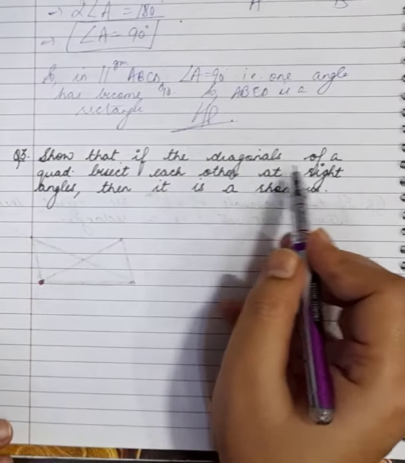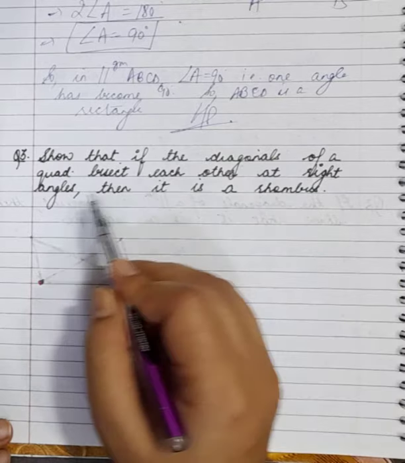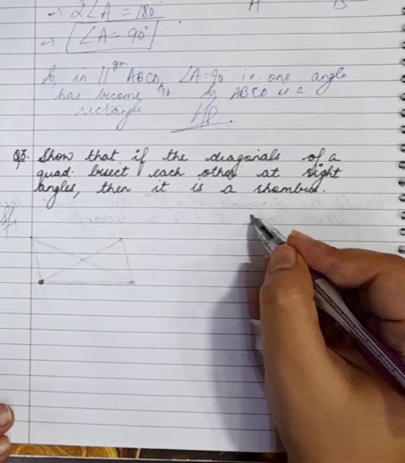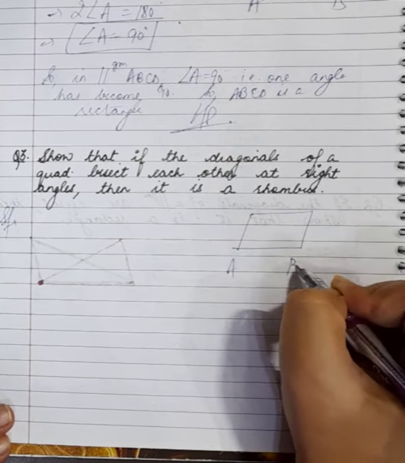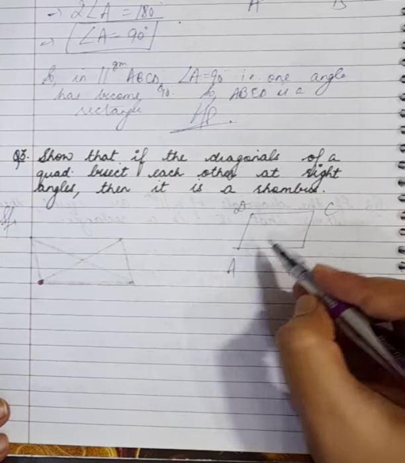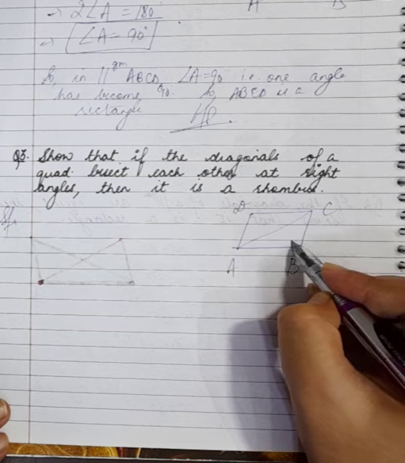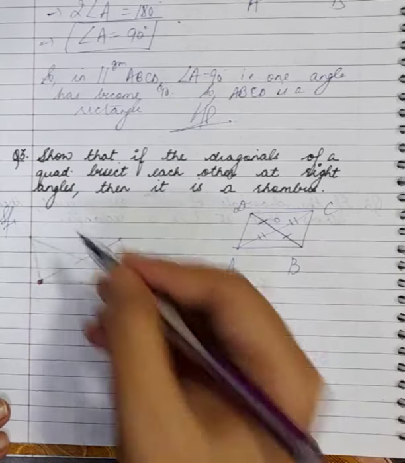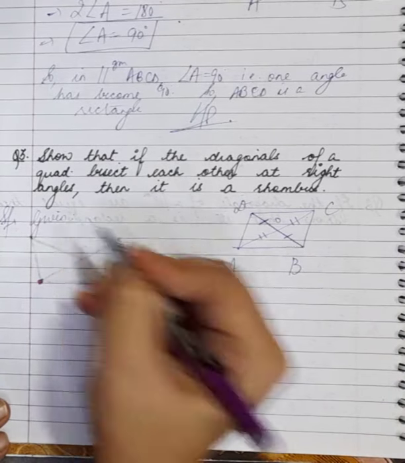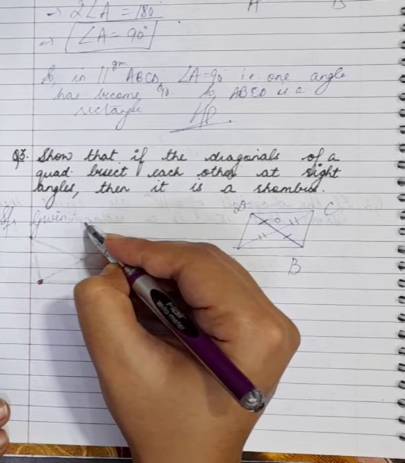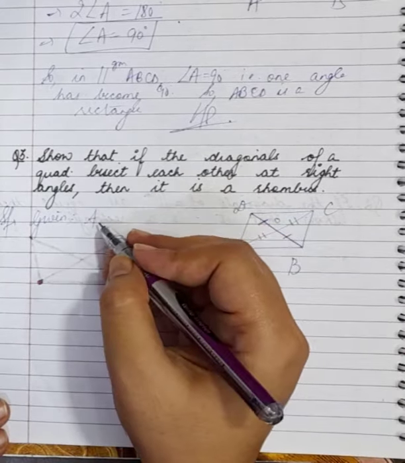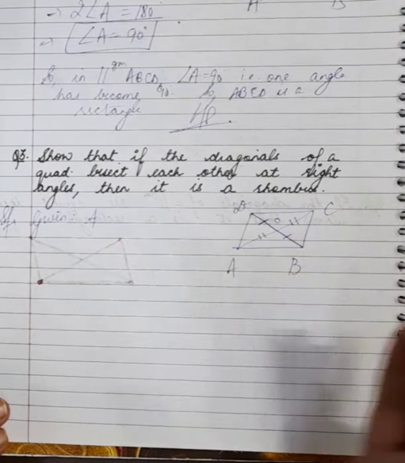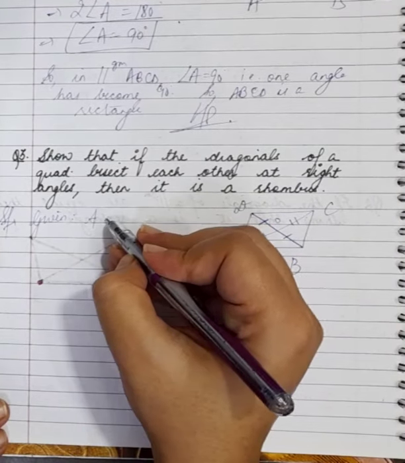Now let's look at question number 3. Show that if the diagonals of a quadrilateral bisect each other at right angles, then it is a rhombus. So a quadrilateral is given. If the diagonals of this quadrilateral bisect each other, that means it is given OA is equal to OC and OB is equal to OD. So let's start writing what is given. You can ignore this. It's not necessary to write that a quadrilateral is given. If a specific figure is given like a parallelogram or something, then it is necessary to mention. Otherwise this thing can be ignored.